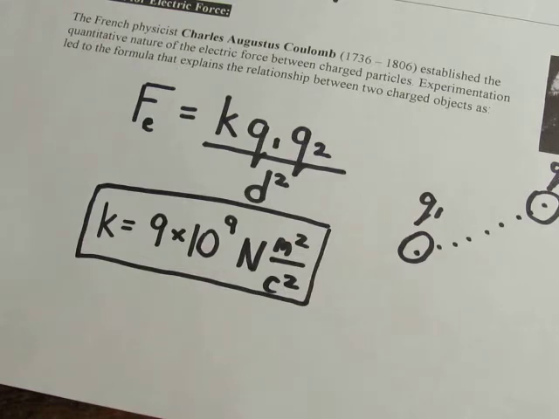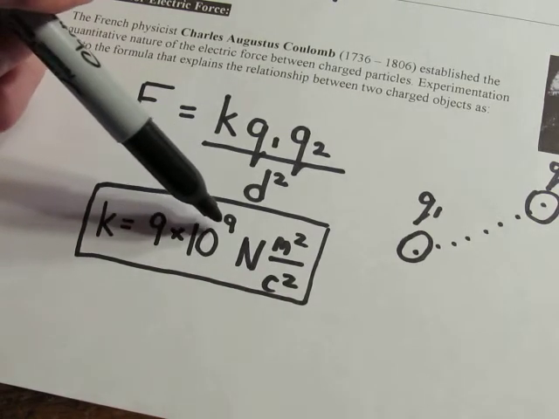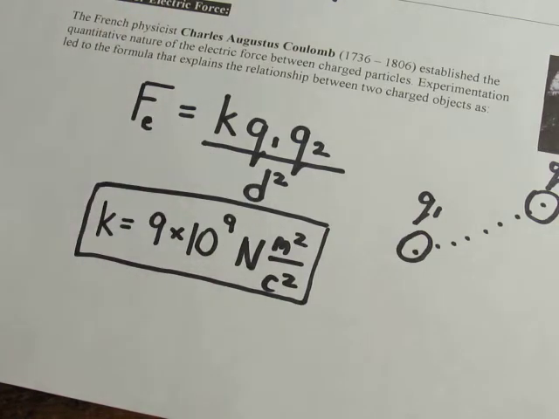The force of electric attraction and repulsion is so much stronger than the force of gravitation. Gravity is actually the weakest of the fundamental forces. Electric attraction and repulsion is so much stronger, and that is where we get this positive 9, whereas the constant in universal gravitation was to the power of negative 11.